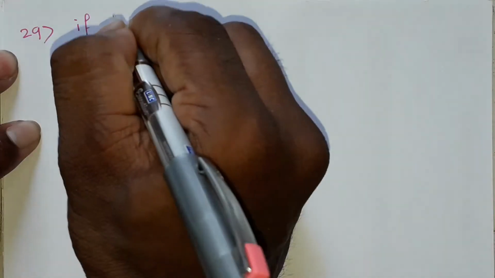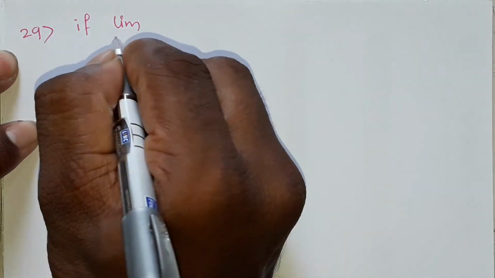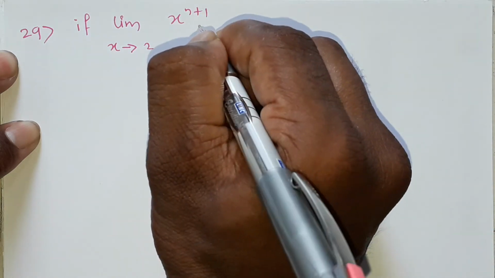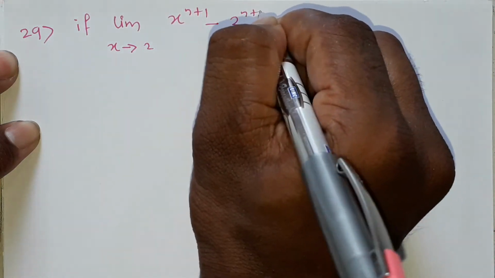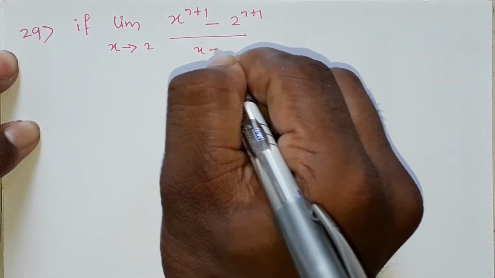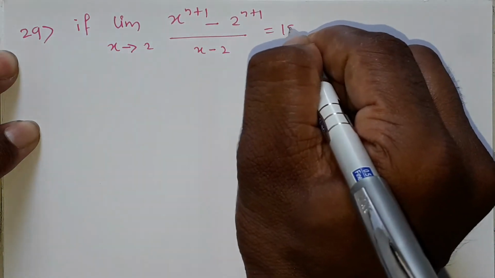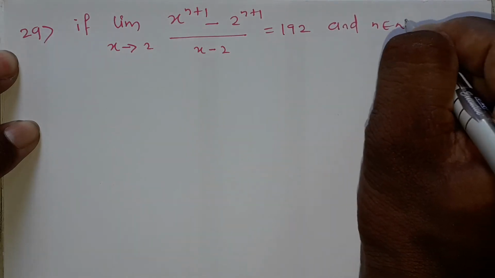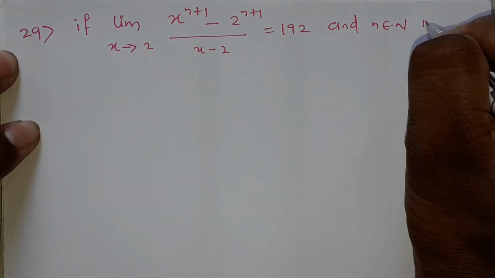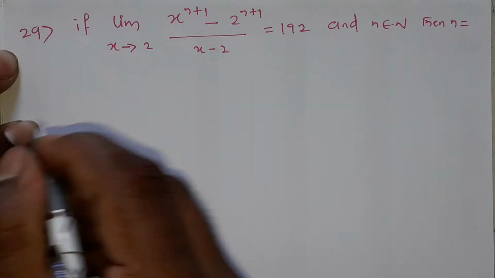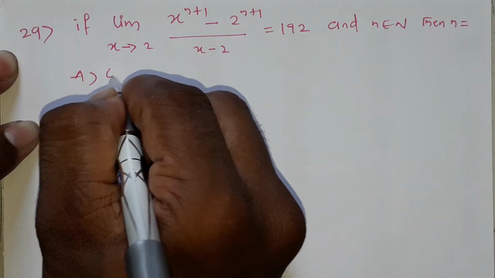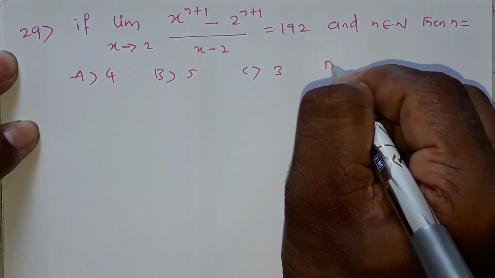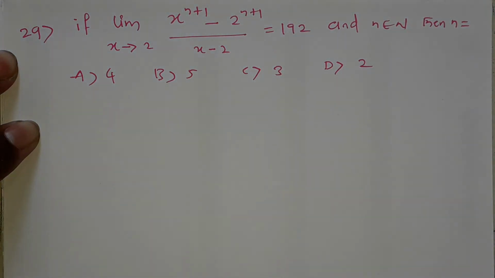Question 29. If limit x tends to 2 of x power n plus 1 minus 2 power n plus 1 by x minus 2 is equal to 192, and small n belongs to capital N, then n equal to: option A is 4, option B is 5, option C is 3, option D is 2.